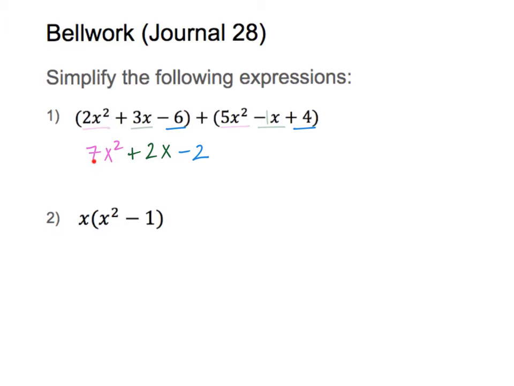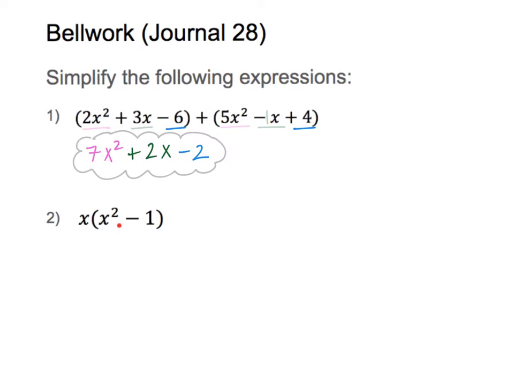And so when I take a look at what I've already combined, I can't combine anymore because that's an x squared, that's an x, and that's a constant. We can't combine those types of numbers. So this is it. This is my final solution. Or not solution, but my final answer.